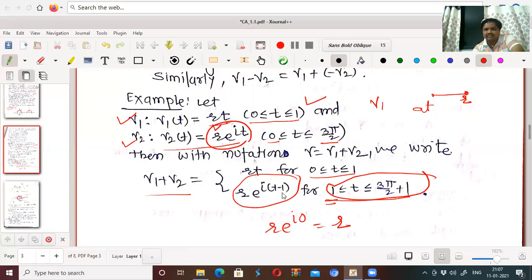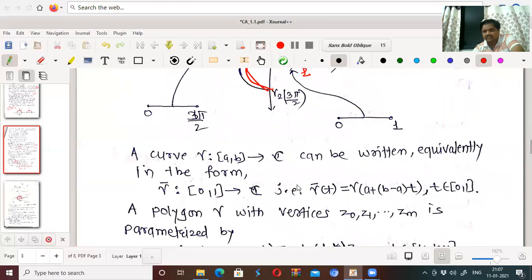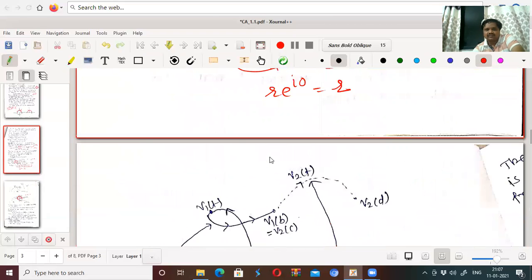So the parameter interval will be changed, and this curve will be slightly changed. And this will be your gamma 1 plus gamma 2. The curve starts from here to here and then here. This is gamma 1 plus gamma 2. And you can write it in this way.